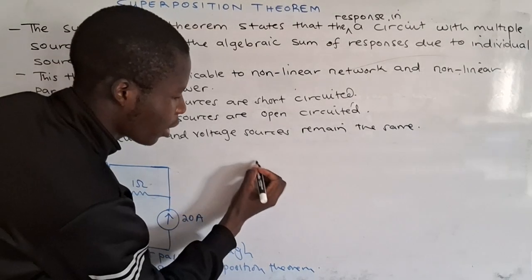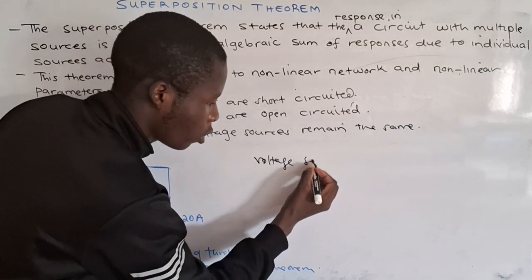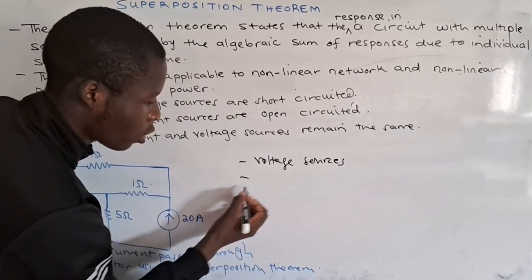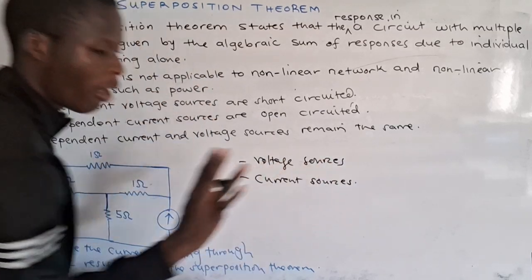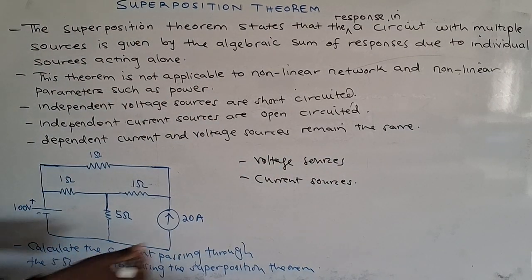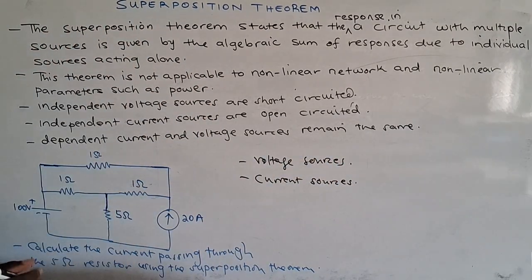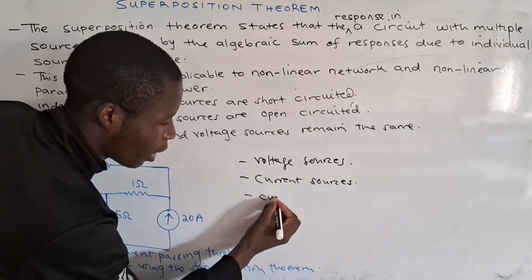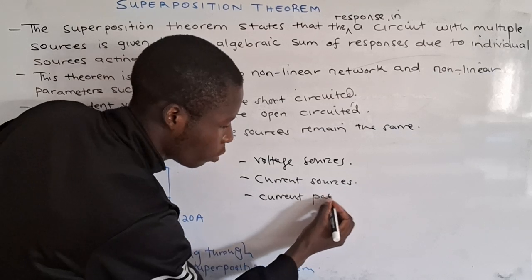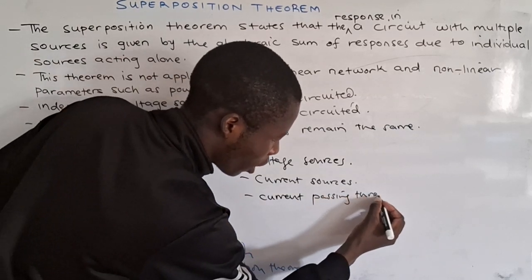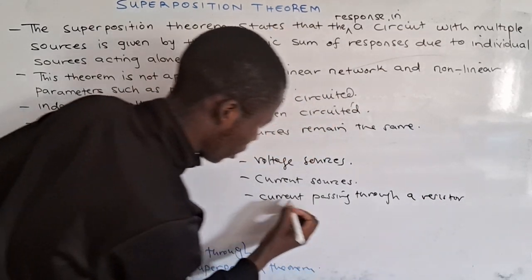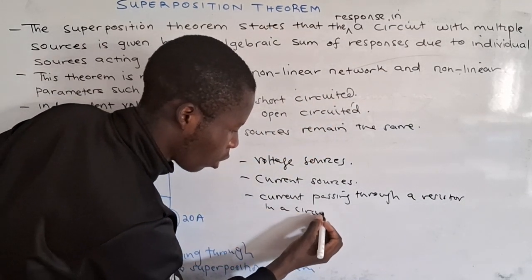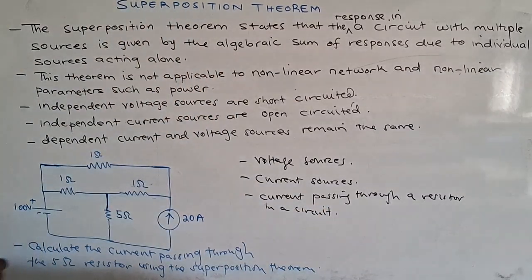The sources can be voltage sources, and the sources can be current sources. Suppose we have a circuit with many sources, maybe voltage and current sources. You want to calculate the current passing through a resistor in the circuit.